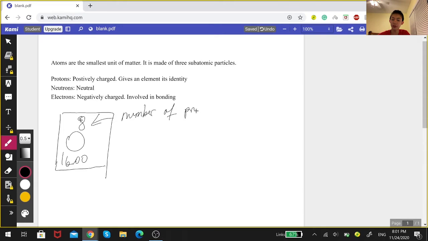of protons. And what I mean by it gives its identity is that if you look on the periodic table, no other element has 8 protons. So when you see something that has 8 protons, you know it has to be oxygen, because no other element on the periodic table has 8 protons. This is its symbol, and this is the average atomic mass.